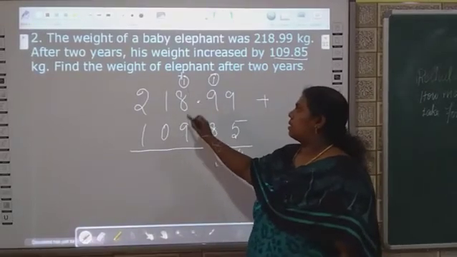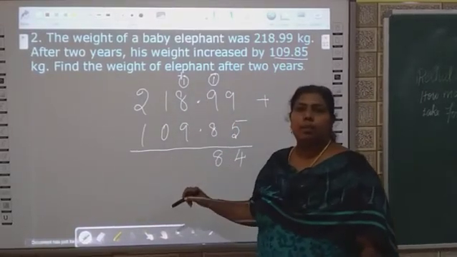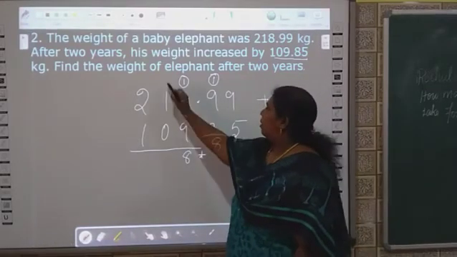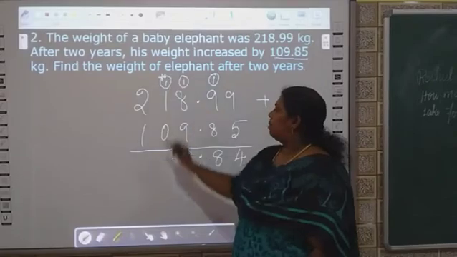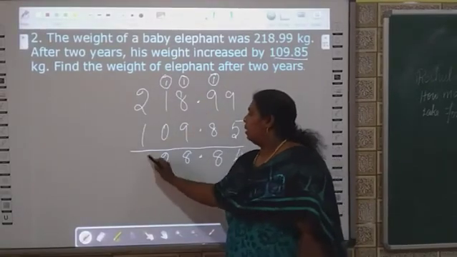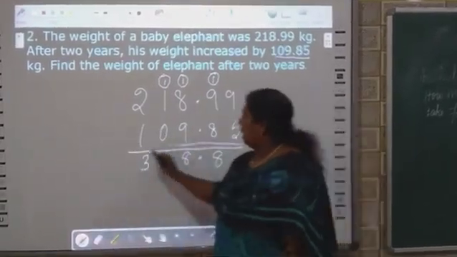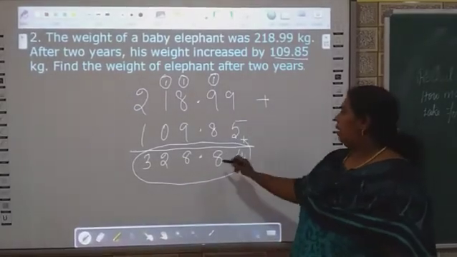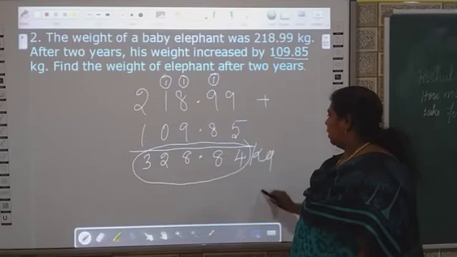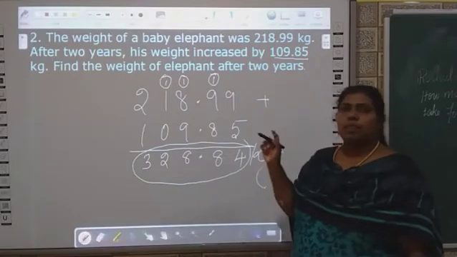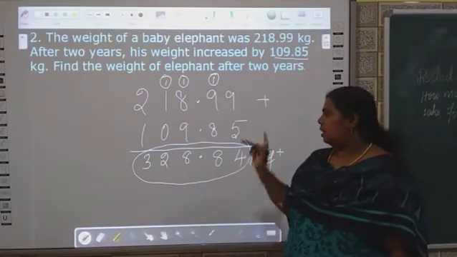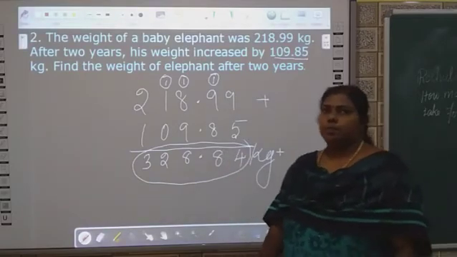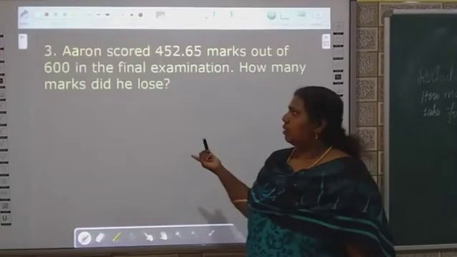Now 8 plus 9, 9 plus 9 is how much? 18. 8 here, decimal point. Then 1 plus 1 is 2, 2 plus 1 is 3. Now the baby elephant's weight is how much? 328.84 kg. After 2 years, the baby elephant's weight is 328.84 kg. Understand? The next question.